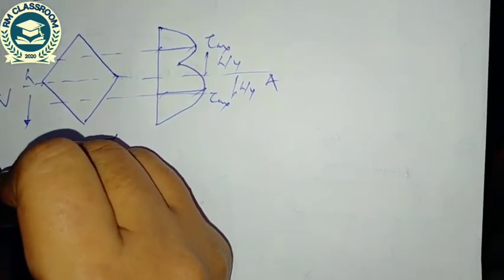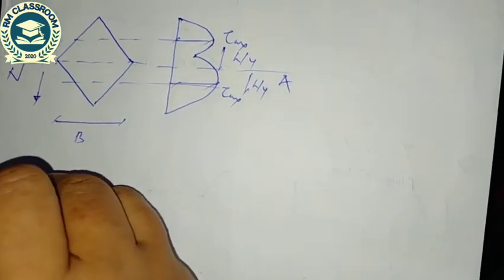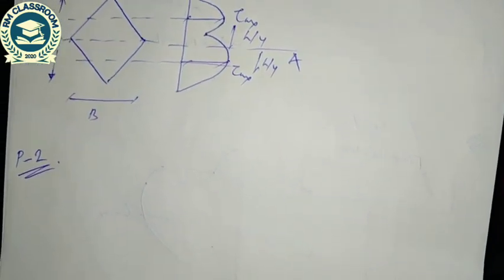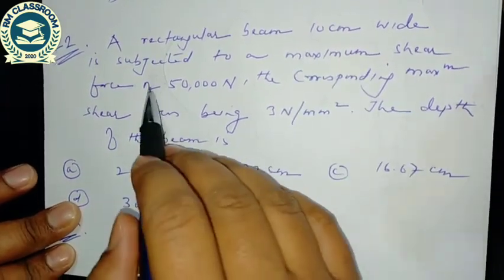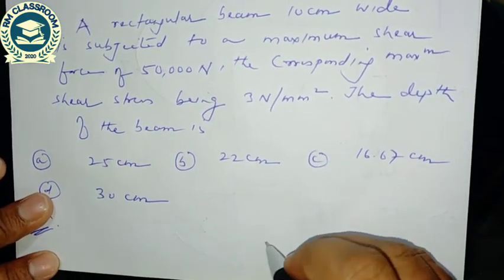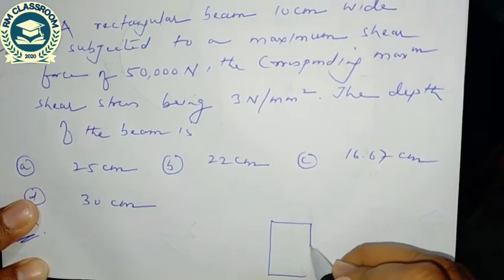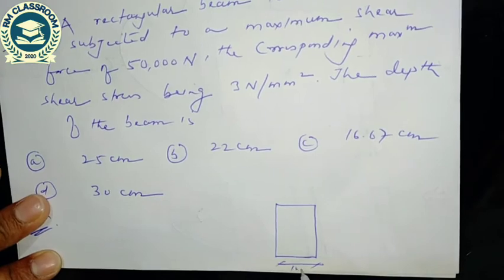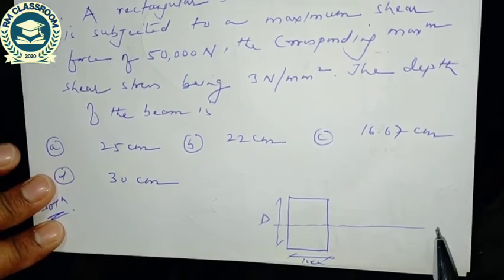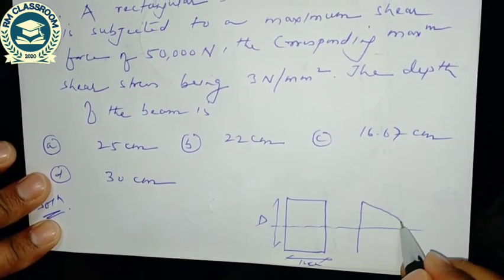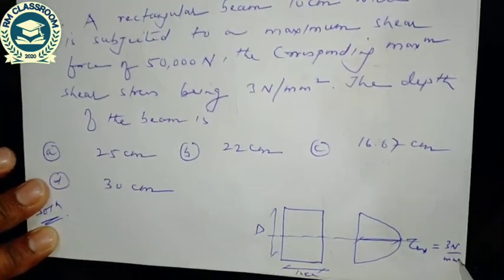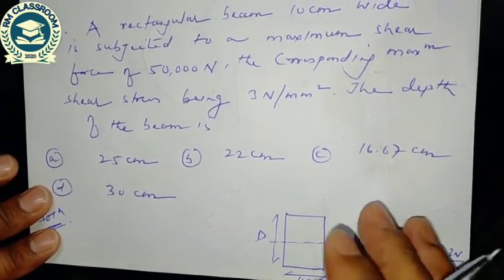So we have discussed all the cases. So let us take another problem, with the help of which we can easily clear our concept. A rectangular beam 10 cm wide is subjected to a maximum shear force of 50,000 Newton, the corresponding maximum shear stress being 3 Newton per mm square. So a rectangular beam is given having width 10 cm and the depth we have to compute. The maximum shear stress is given, and we know that in a rectangular beam, maximum shear stress will occur at the neutral axis. And the maximum shear stress is 3 Newton per mm square. So what is the depth of the beam?